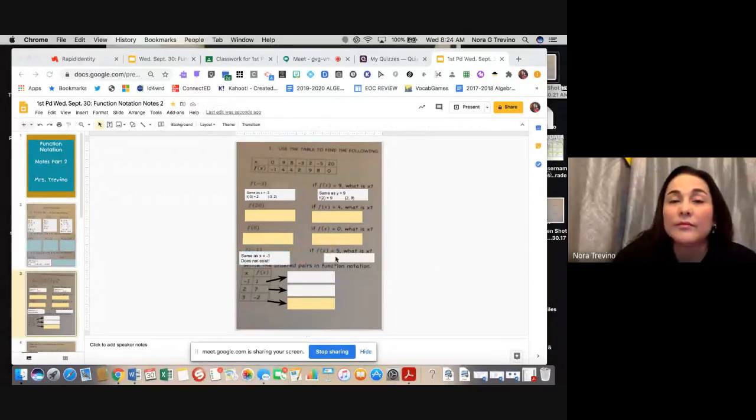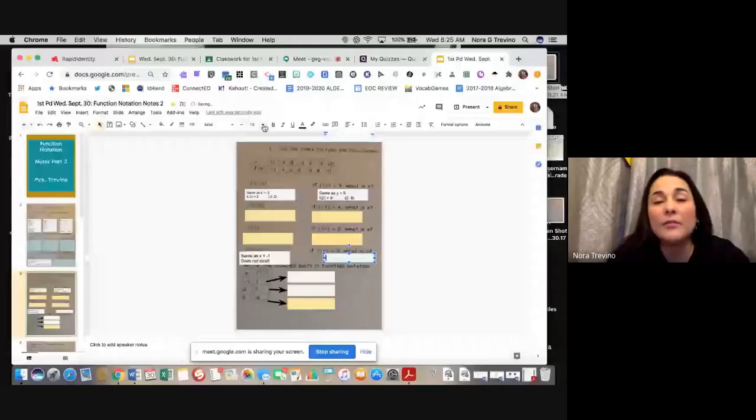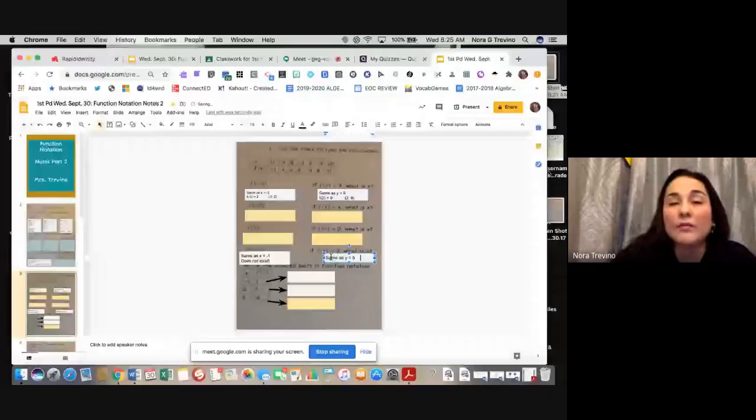How about this one? Who are they trying to tell you is a 5? The y. Very good. So this is the same as saying y equals 5. If you go to the table, is there a 5 in the y? No. So I'm going to put does not exist. D-N-E, does not exist. Okay. Look at the next one.